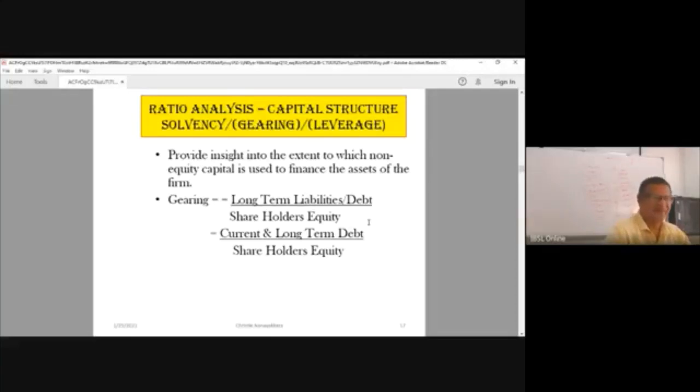Now, we call this in different terms. We call it solvency, we call it leverage, we call it gearing. All these are meant to verify whether the company is in a position to pay the long-term debts out of the shareholders' money. So generally, banks like to lend on a long term.